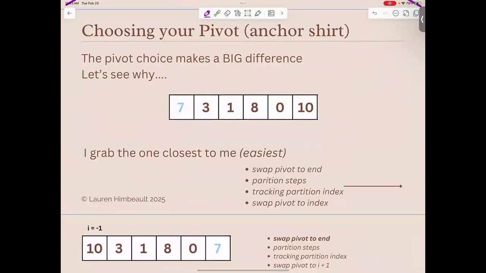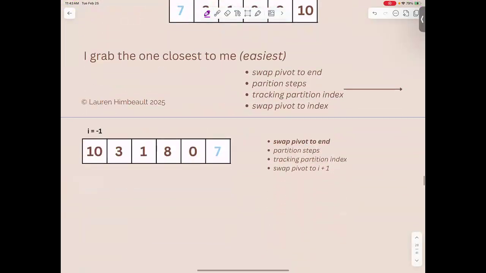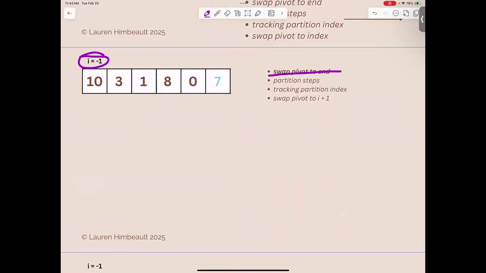Okay, so just like in my previous example, I'm just going to pick the one closest to me. That's my easiest one, just like my anchoring shirt. And I'm going to swap the pivot to the end, go through my partitioning steps, tracking my partition index, and then I will swap the pivot into the right spot. So we're going to just go through one level of this entire QuickSort process. I'm not going to do the whole thing just because it does involve a lot of iteration, but it should be enough for us to get the basic idea. So we'll see, I do start my i at -1 because my low is 0 right now. And I swap my pivot to the end.